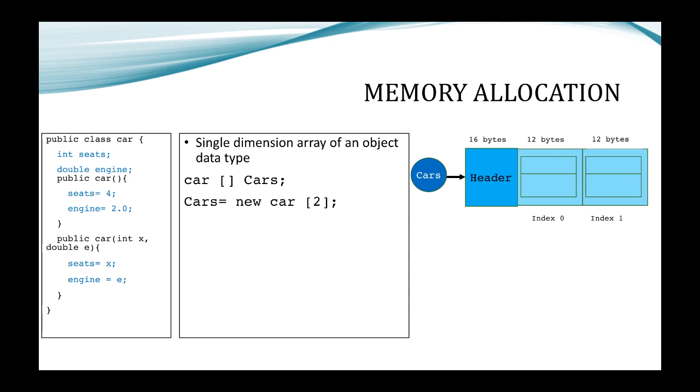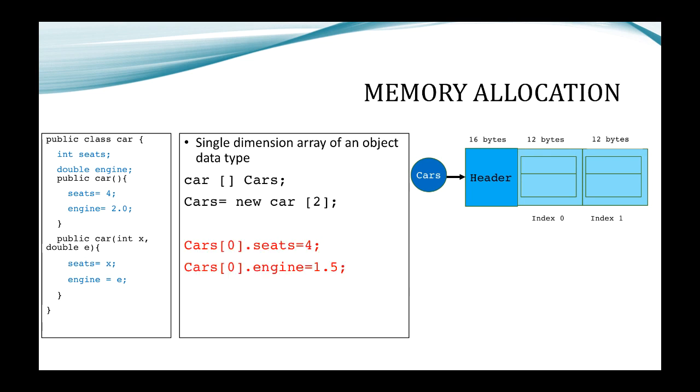So we have index 0 and index 1. And each of the values or the objects is 12 bytes. Again, why 12 bytes? Because 4 bytes is coming from the integer seats and 8 bytes is coming from the double engine. So here we have cars as an array of type object.